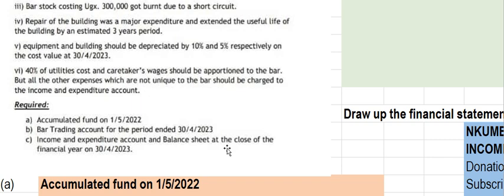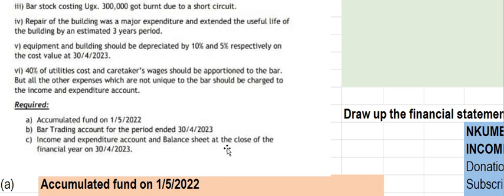Now accumulated fund is the same as capital for the profit-making organization. So here we call it accumulated funds. When you see accumulated funds, just know that they are trying to mean the capital of the club. Of course the terminology is changed. Here we call it accumulated fund; when it comes to the profit-oriented, that's what you call the capital. So accumulated fund on 1st May 2022. Here we are asked to determine the opening capital of the club, though we shall use the term accumulated funds.